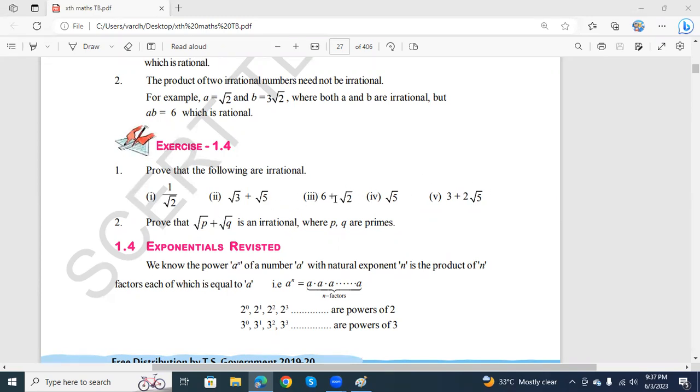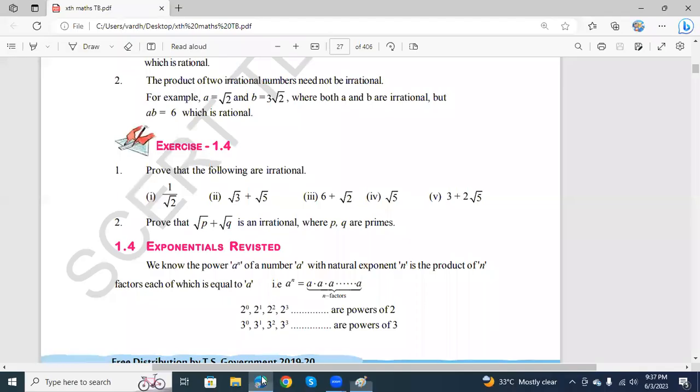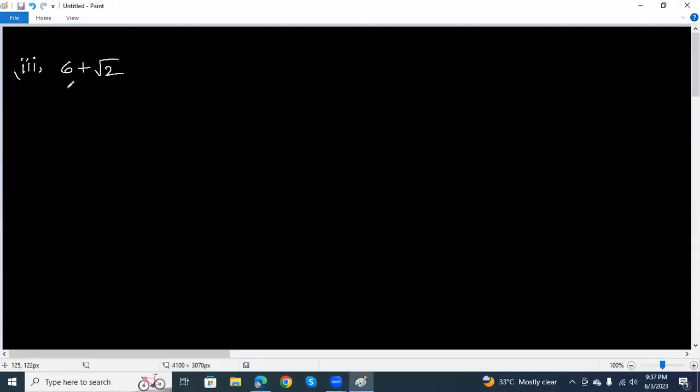Okay, now the third bit: 6 plus root 2. So in the same way, we will take the contradiction. First we will assume this is a rational number. Let us assume the given number 6 plus root 2 is a rational number.